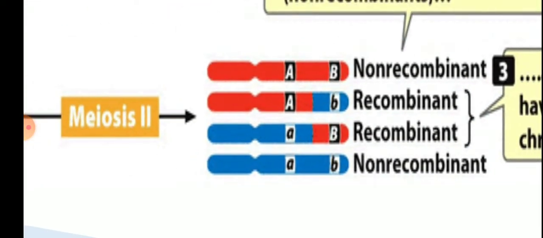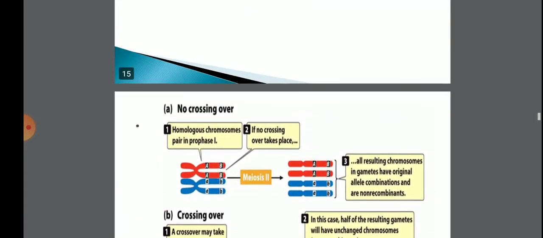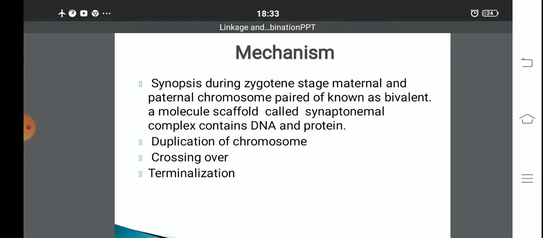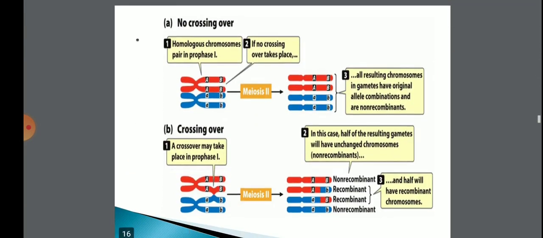Here you can see the genetic material between the blue and the red chromosome is exchanged, and this is accompanied by the action of another enzyme, that is ligase. Ligase joins the chromosome, and now crossing over is completed, followed by our fourth step, that is terminalization, after which the two non-sister chromatids repel each other. So crossing over involves these 4 steps: synapsis, duplication of the chromosome, crossing over, and terminalization.